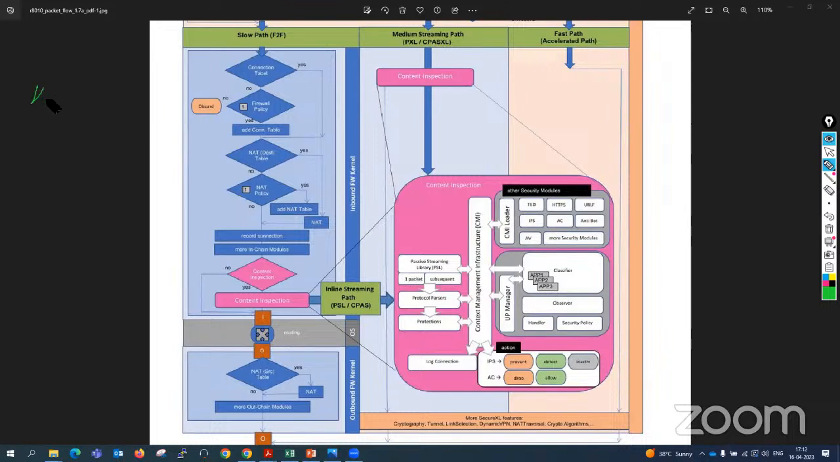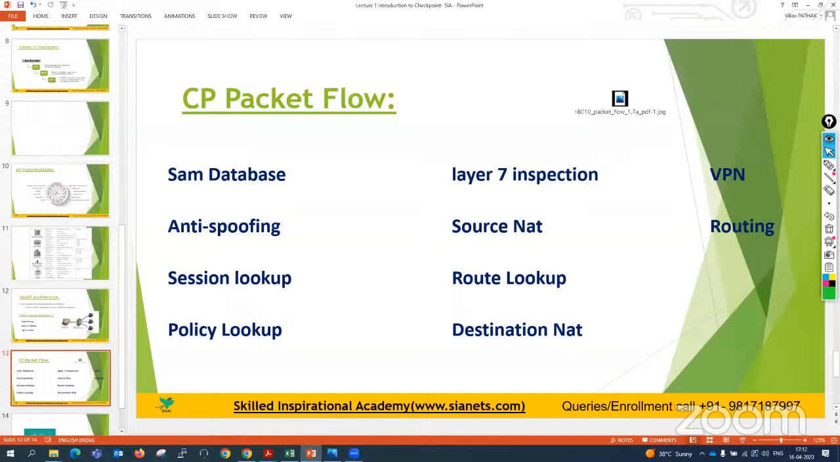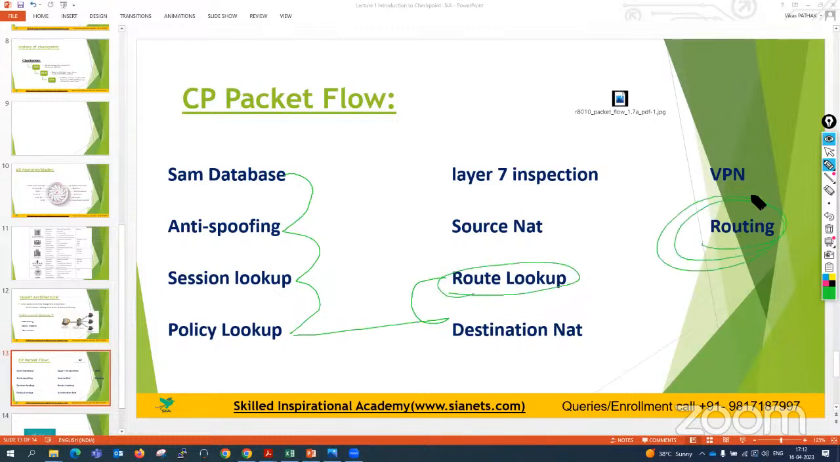When we discuss the high level, let me show you. You guys are a bit impatient, I believe. Can you see this packet flow? The traffic is coming, hitting the SAM database, anti-spoofing, session lookup, policy lookup, then destination NAT, then route lookup. So the route lookup is happening here, where the routing is happening in the end.